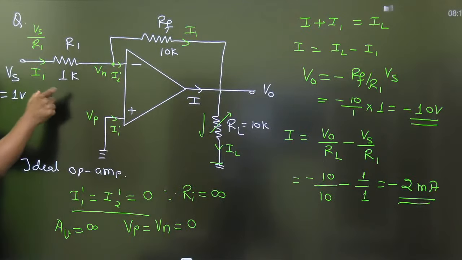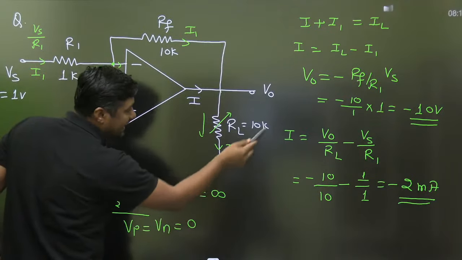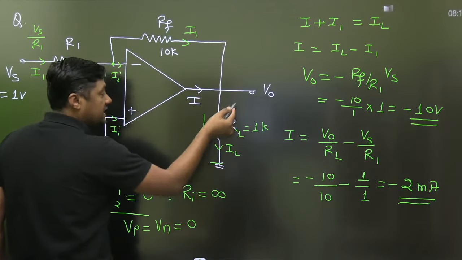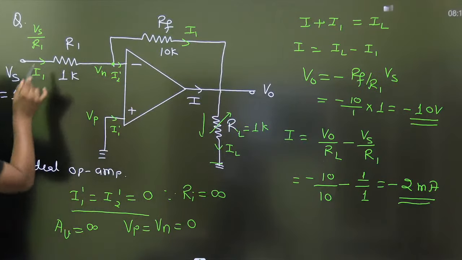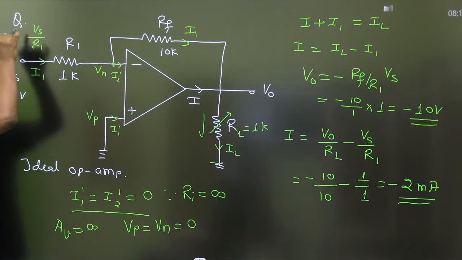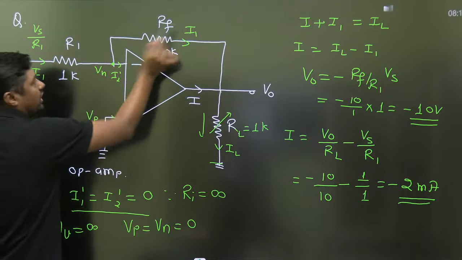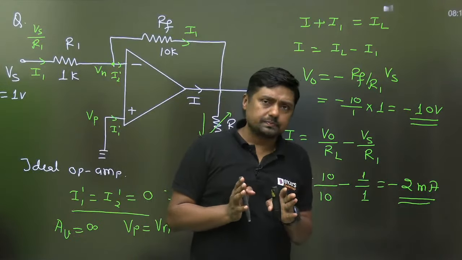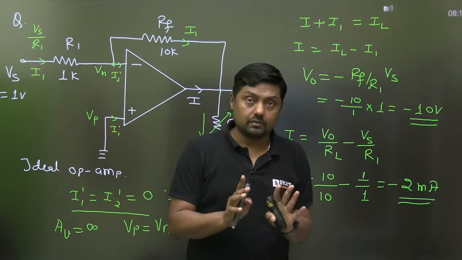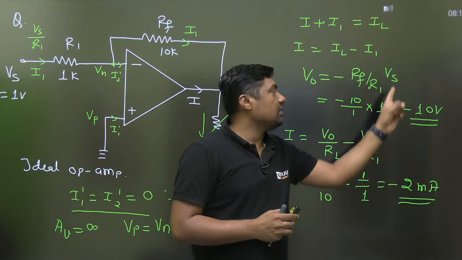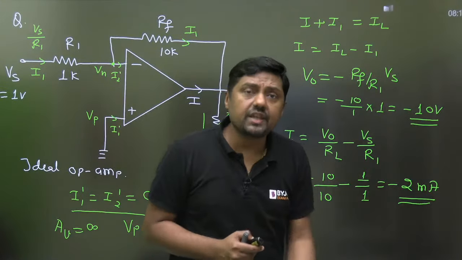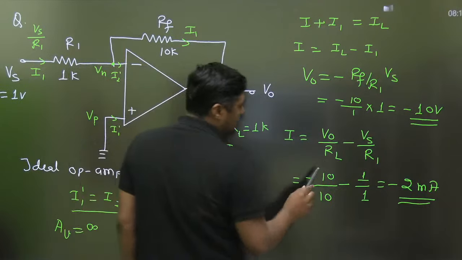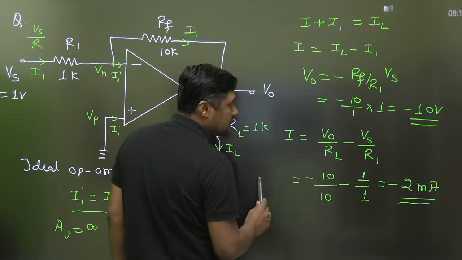What about this current? Tell me. If in place of 10 kilo ohm, I am using RL equal to 1 kilo ohm, just variable, I am reducing the RL 10 times. What about this current? This will remain same, Vs by R1. This V0 will remain same. Why will V0 remain same? Because it is independent of RL. So V0 will remain same, minus Rf by R1 Vs, that is minus 10 volt. So what is the change here? Only change in IL. And that's why I have given you the general formula.